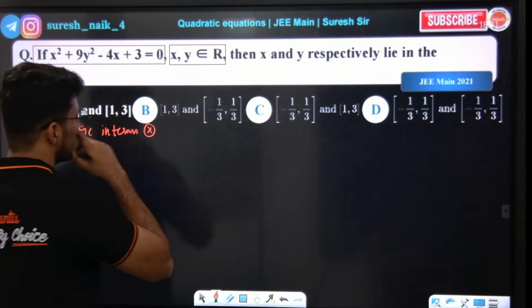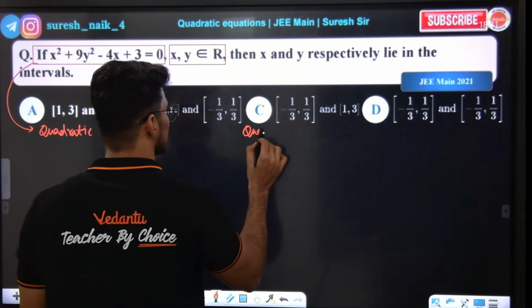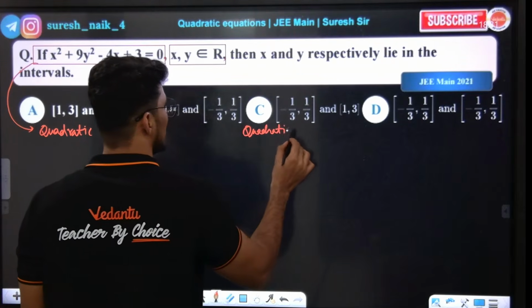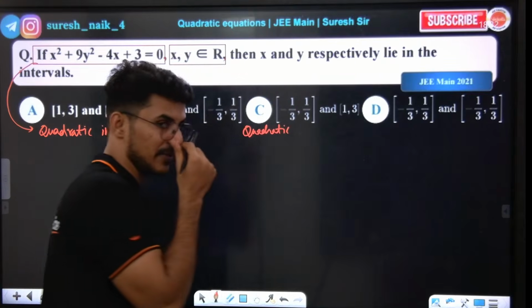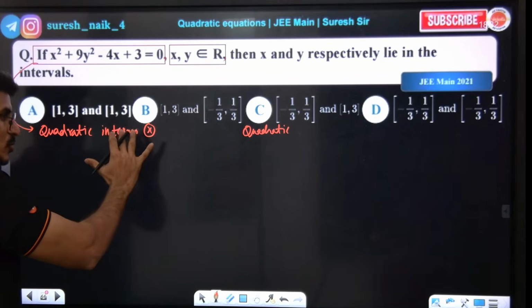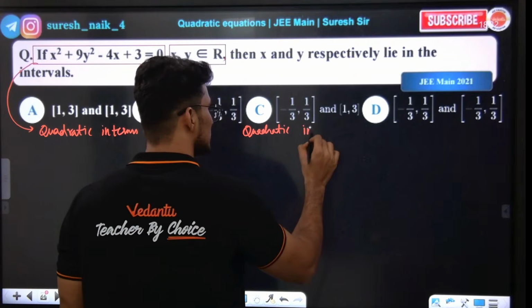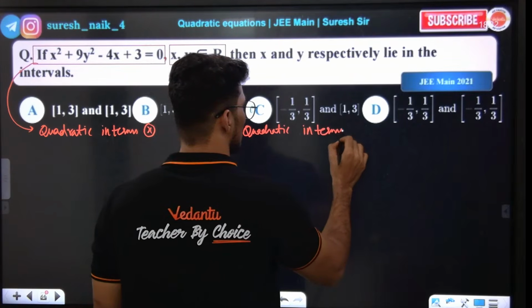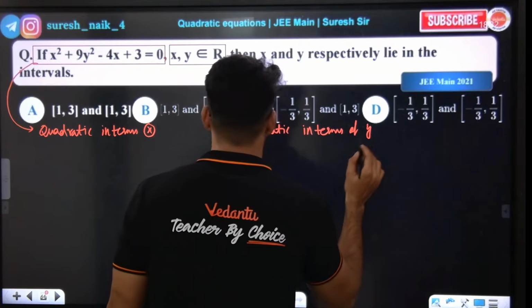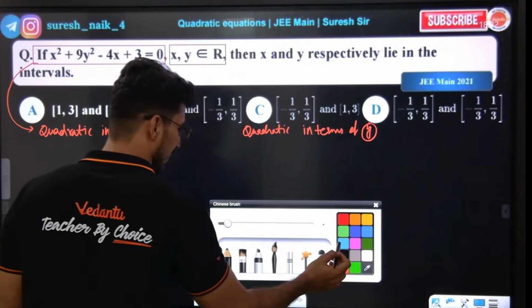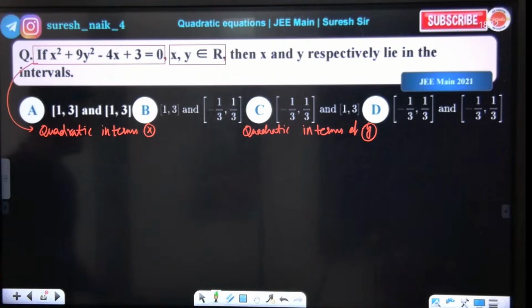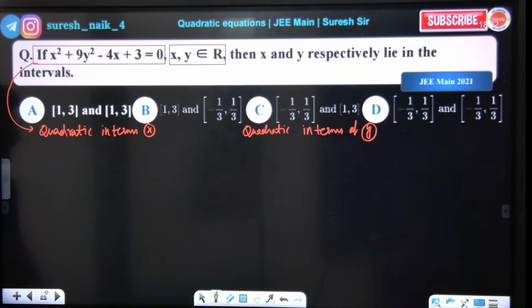Quadratic in terms of x, and find out quadratic in terms of y. Whenever you get this, because they are talking about the x interval and the y interval, you need to bring it to quadratic in terms of x and quadratic in terms of y. Sir, how do we bring it to quadratic in terms of y? And in terms of x? How do you convert to quadratic in terms of x and quadratic in terms of y? Tell me.